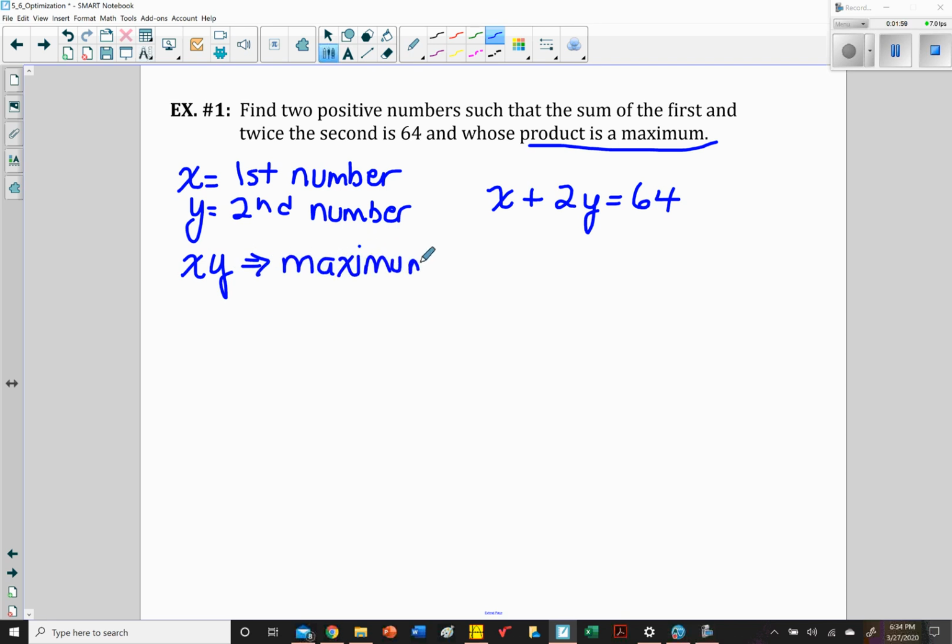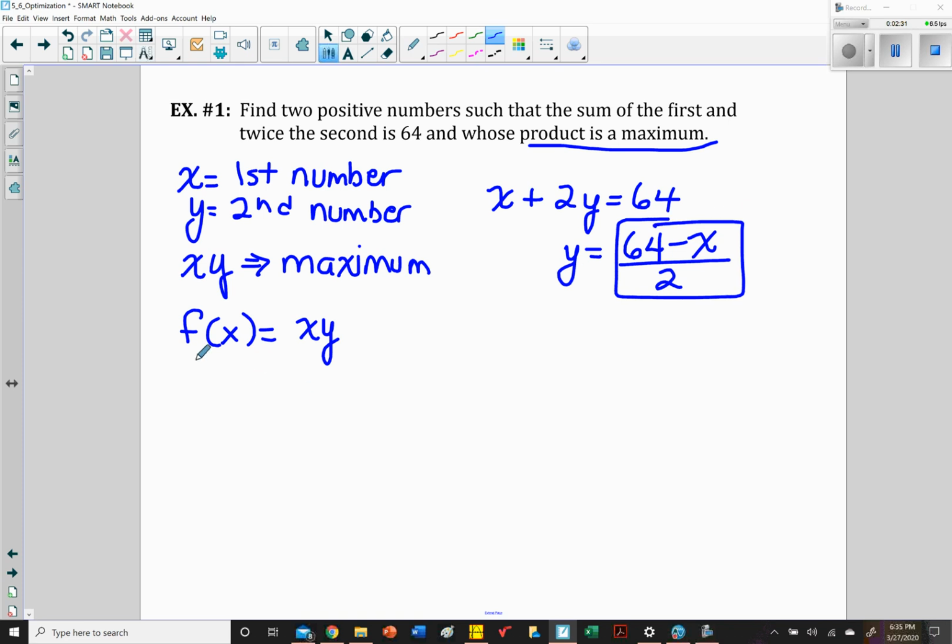So we have two equations. One's called a primary equation, one's called a secondary equation. If I take this equation and solve for y, I can substitute that over here in this equation, and we could call this a function f of x. So let's do that. If we had 64 minus x divided by 2, that's a name for y, and I could say I want f of x is x times y. I want it to just be in terms of x. So we could substitute 64 minus x over 2 in place of the y in our function that needs to be maximized.